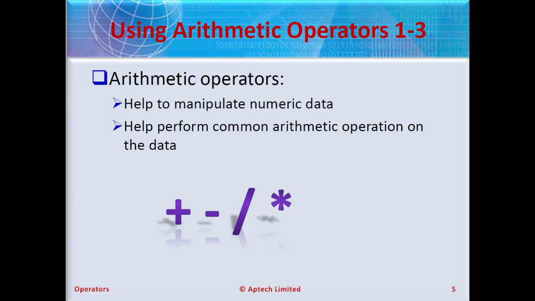Now, arithmetic operators help us to manipulate numeric data, and they help us to perform common arithmetic operations on the data. We can see the various symbols given there. We have the plus for addition, minus to subtract. We have the division or the forward slash. That is what we use to divide. And we have the asterisk. That is what we use to multiply. We have a detailed table that shows how these symbols are used. Let's look at it.